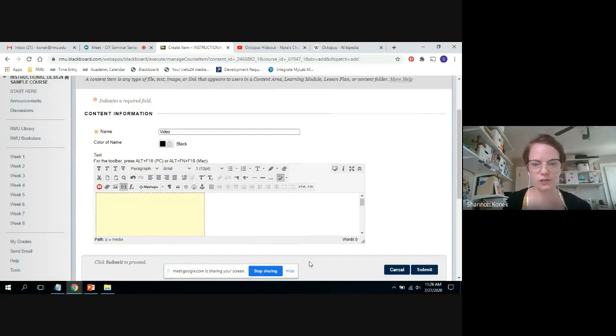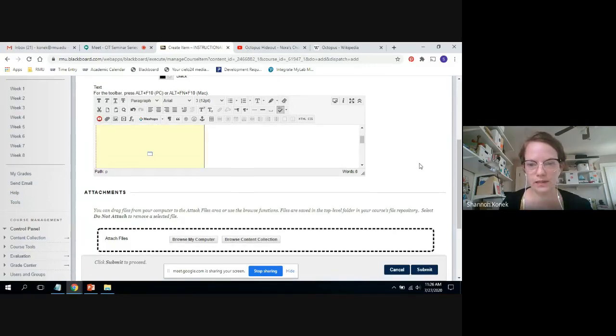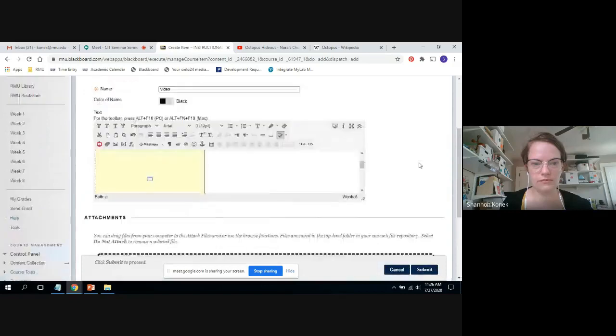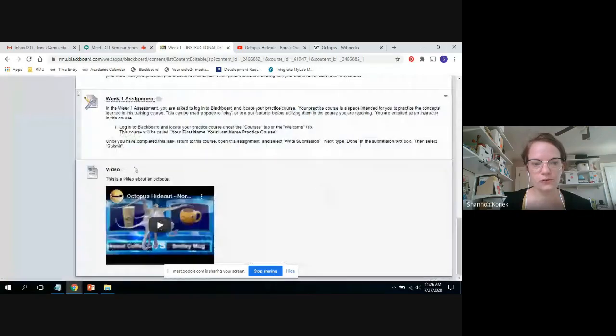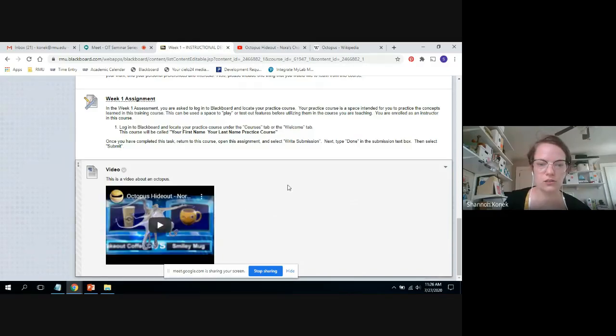And then just as a note, you can also add some text here, whatever you want to do here. And then when you're satisfied with that, you can just click submit. And you'll see the video shows up right in your Blackboard shell, so they don't have to leave the Blackboard shell to view the video. But they can if they want to, like if they want to look at it on a bigger screen, they can go visit that on YouTube or whatever.